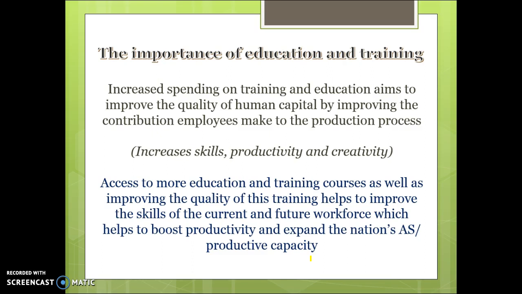Education spending is critical in terms of improving the quality of human capital. Okay, so basically just making a more skilled labour force. It allows employees to be more skilled and therefore be more productive, as well as more creative. There's a big push, and what you want to describe in your answers is this push towards a more creative workforce, or a workforce that's going to be better equipped with the skills for the current workforce and the changes in the workforce in the 21st century. So access to more education and training courses will improve the quality of training and improve the skills of the current and future workforce, which will help to boost productivity and expand our productive capacity.